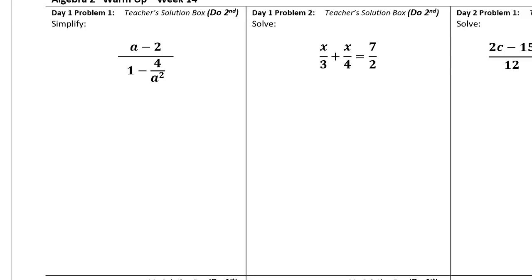Here's a solution for day one, problem one. We're asked to simplify this complex fraction. The technique is to multiply all terms by the lowest common denominator. There's only one fraction in it that has a denominator, the a squared.